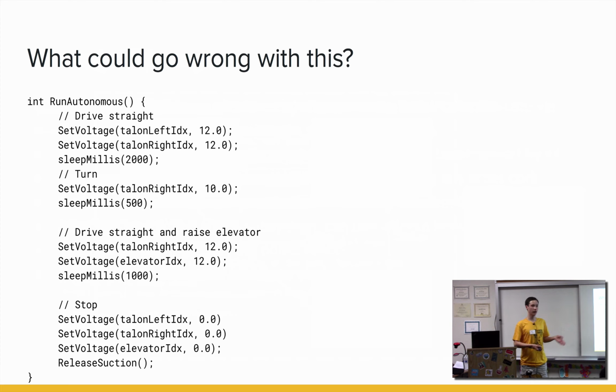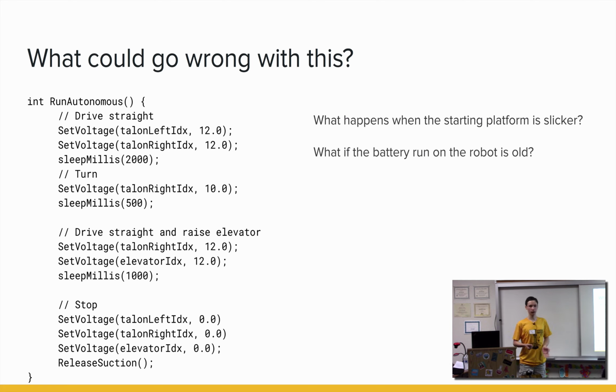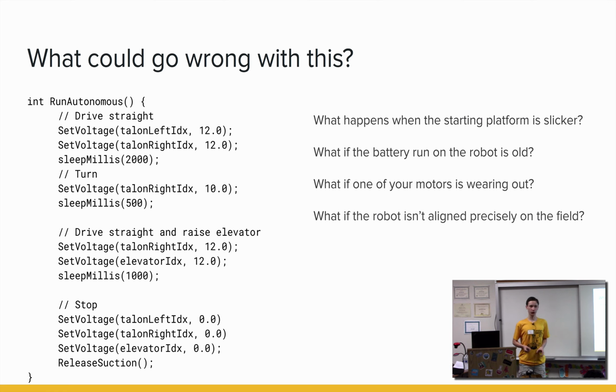What if you're driving off level 2, right? What if the platform is more or less slick on the actual competition field? Will the motor skid and then not actually jump off at the same time? Or what if the battery on the robot is old? You could be running a newer or older robot battery on your robot in a match. And what if your motors are wearing out, or just the system in general? What if there's more friction occurring as the robot wears down? Or what if it's not precisely aligned on the field? You can try to set up the robot exactly how you want to, but it's not going to be set up exactly the same every single time. And so that could account for variations that may not make this work 100% of the time.